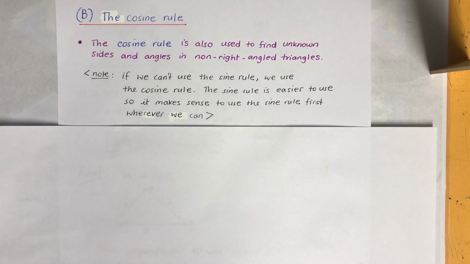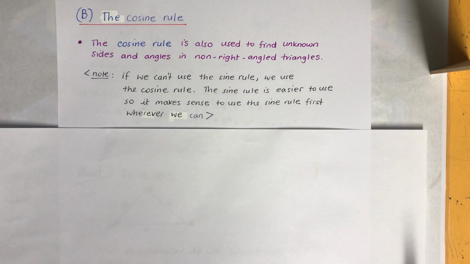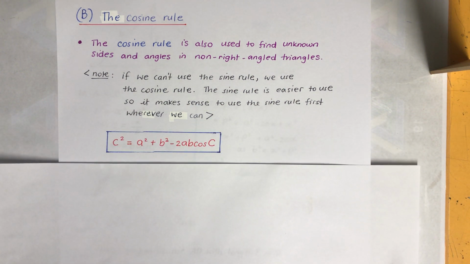Okay, the sine rule. The sine rule is also used to find unknown sides and angles in non-right-angled triangles. Now, the cosine rule is what we use when we cannot use the sine rule. So first, your trial will be the sine rule, because the sine rule is easier to use. So you just use the sine rule wherever you can, and then if it doesn't work, obviously use the cosine rule.